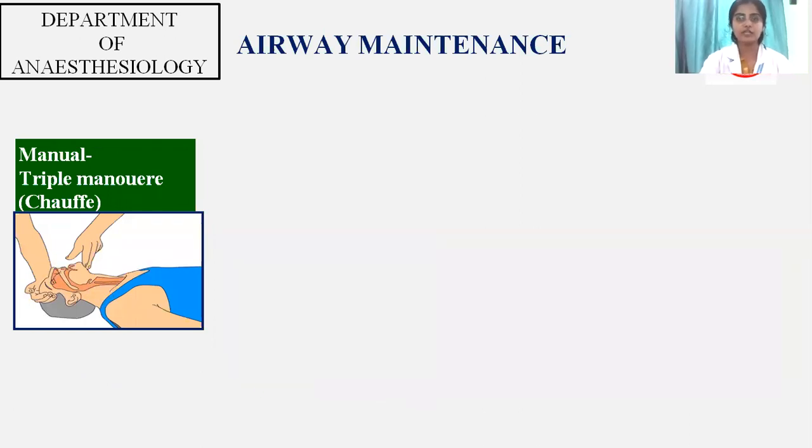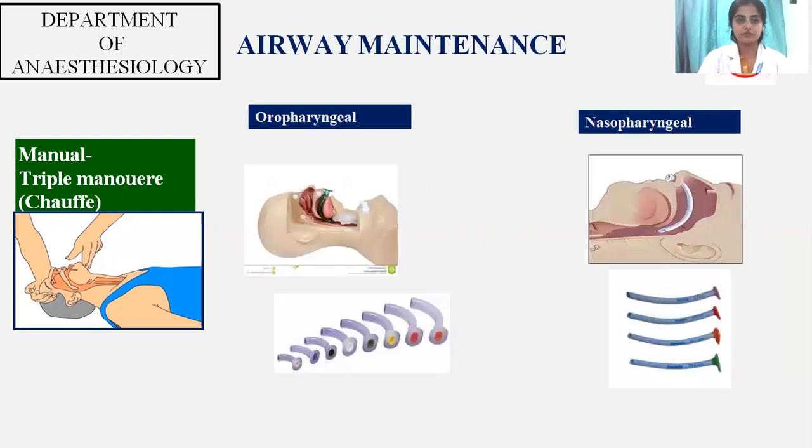Now, how do you maintain your airway? There's a maneuver called the triple airway maneuver, in which you do a head tilt, chin lift, and a jaw thrust. This process will make your airway intact and you'll be able to breathe normally. We also have devices for the same purpose. There are oropharyngeal devices and nasopharyngeal devices. As shown in the figure, you have different sizes available for the same.